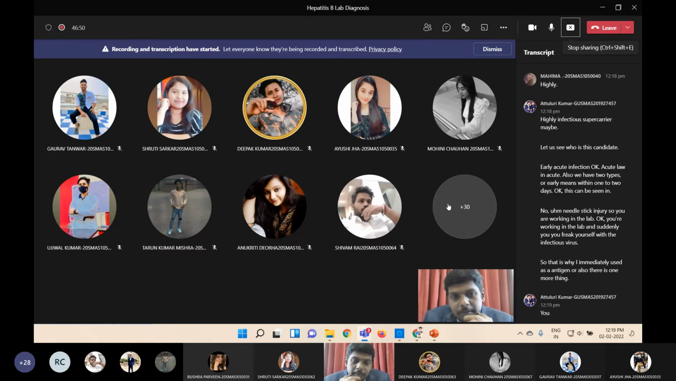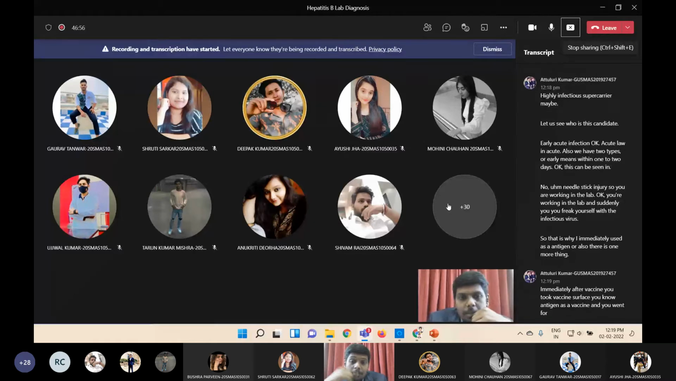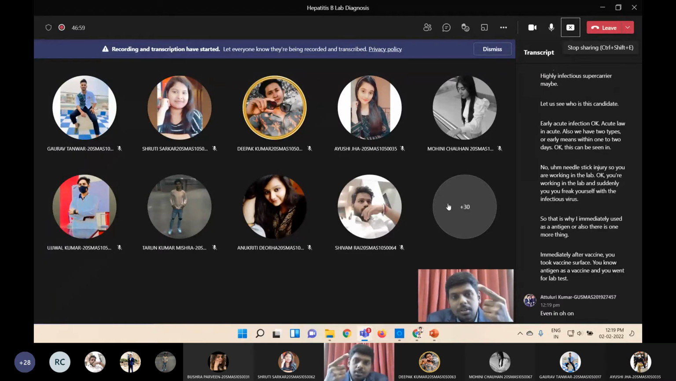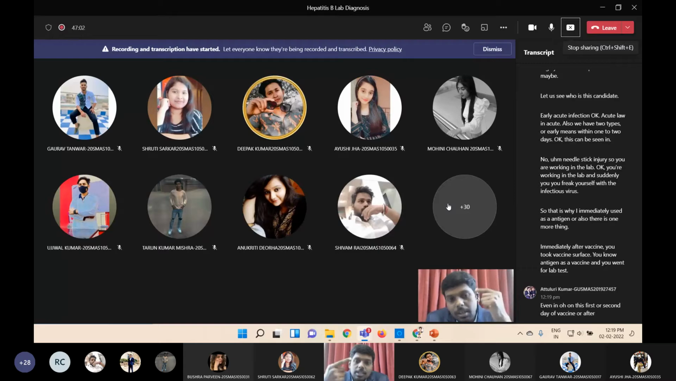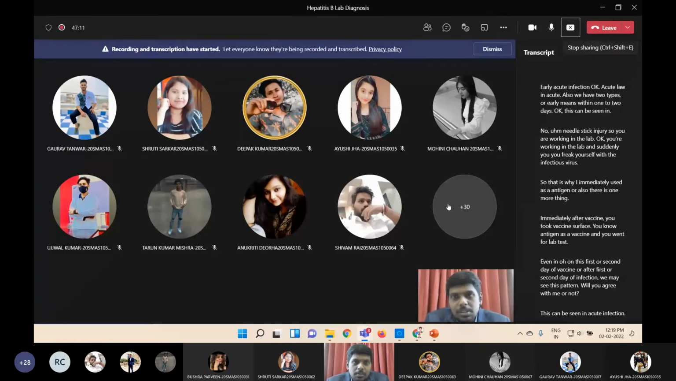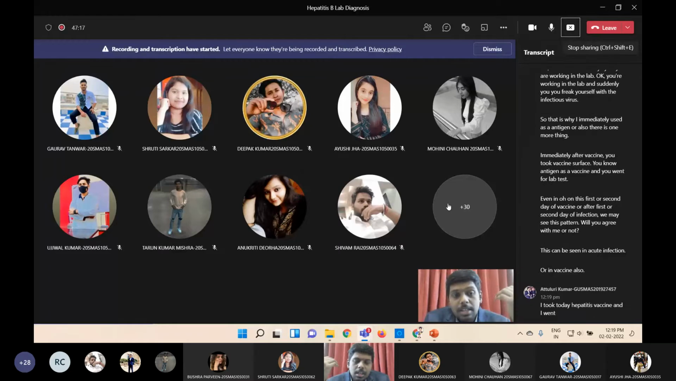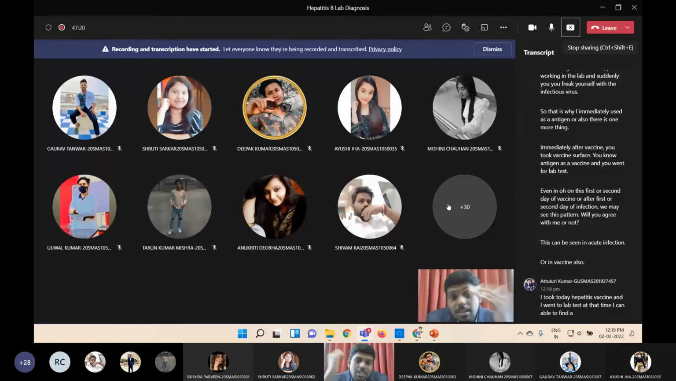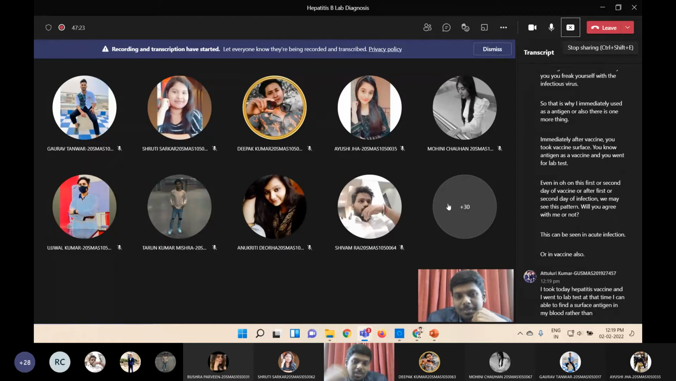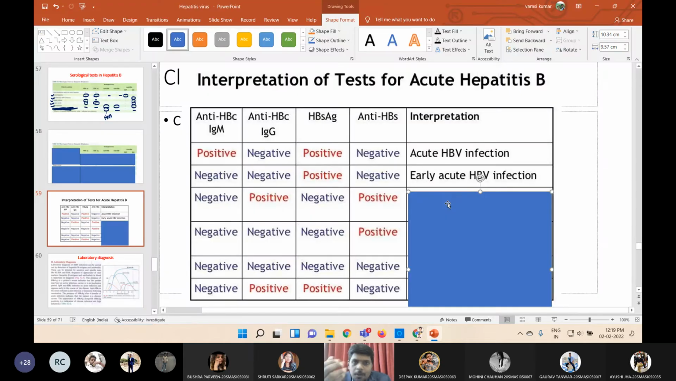Immediately after the vaccine, you took the vaccine, which is surface antigen, and you went for a lab test. Even on the first or second day of vaccine, or after the first or second day of infection, we may see this pattern. Will you agree with me or not? This can be seen in acute infection or in vaccination also. I took the hepatitis vaccine today and I went for a lab test. At that time, I can find surface antigen in my blood rather than antibody, because antibody will take some 2 to 3 weeks to develop. Understood, right? That is my second interpretation.